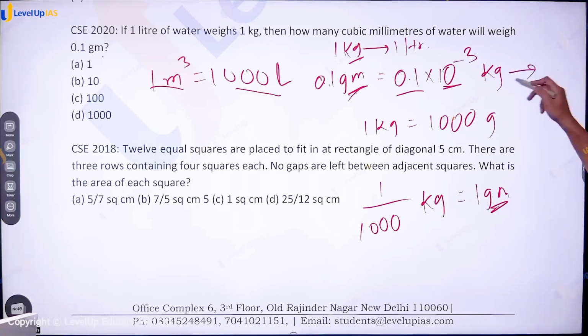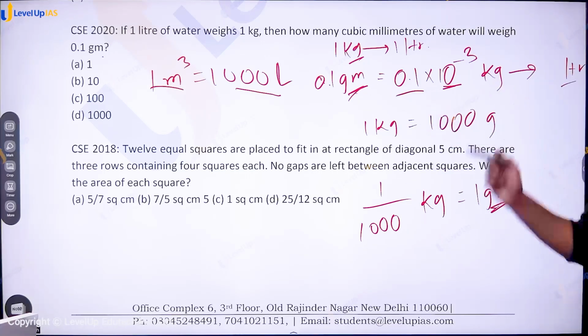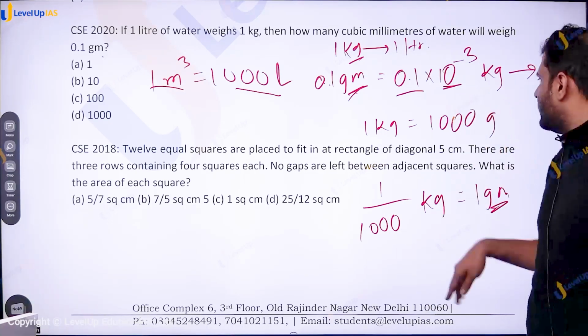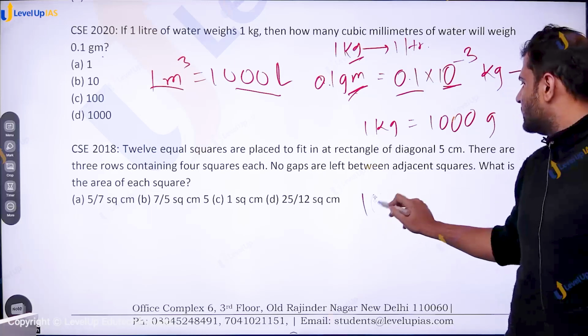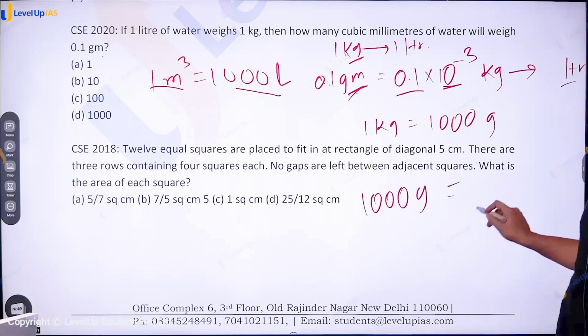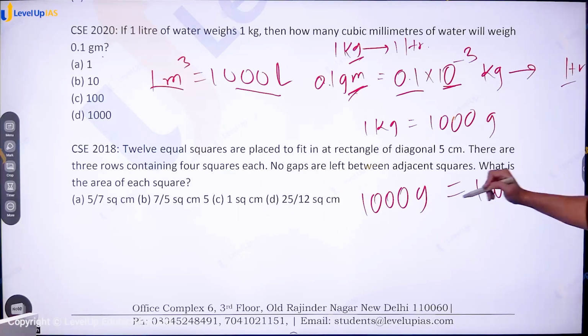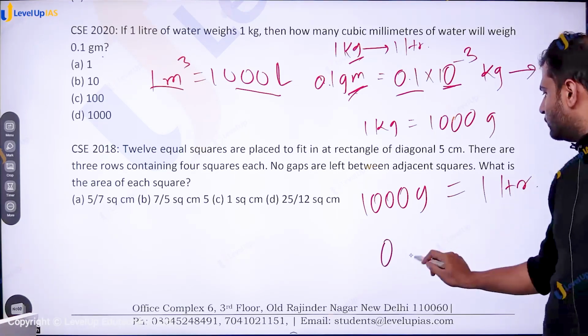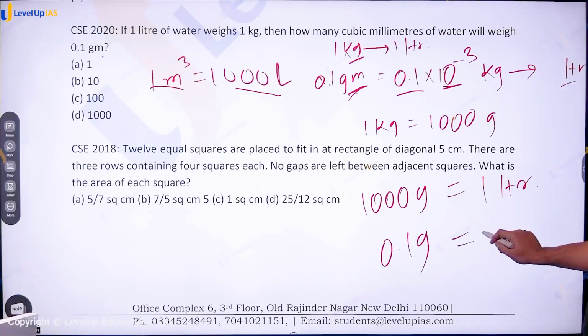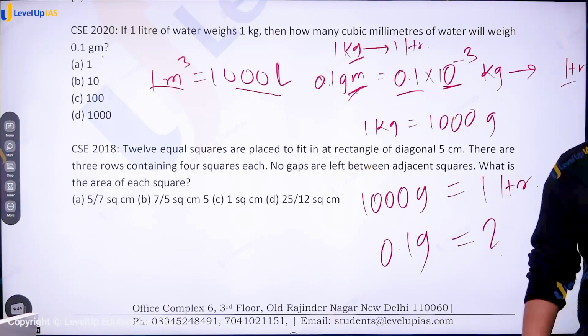This is the same as liter. Firstly, I am converting to kilogram, and that kilogram is equivalent to liters that I know. If you are not comfortable with negative powers, then we can do 1000 grams is equal to 1 liter. Then we are asked 0.1 gram is equal to how many liters? That is what we have to calculate.